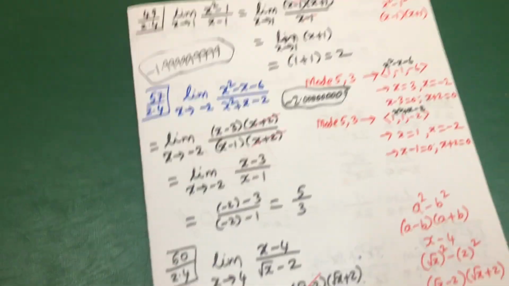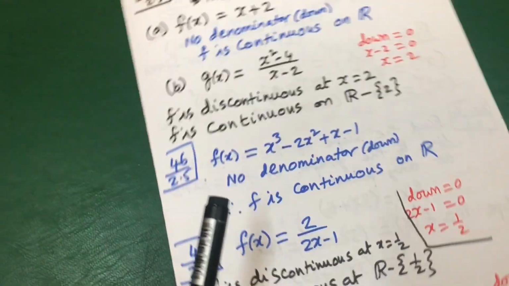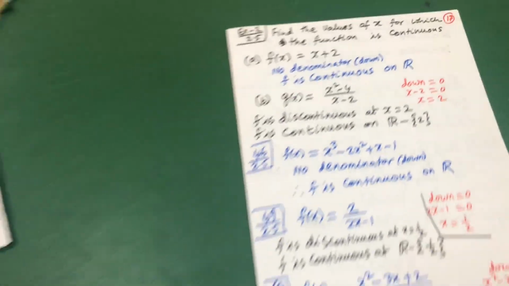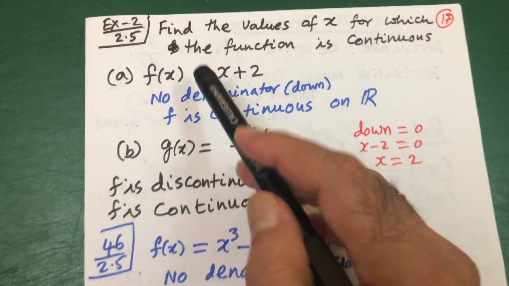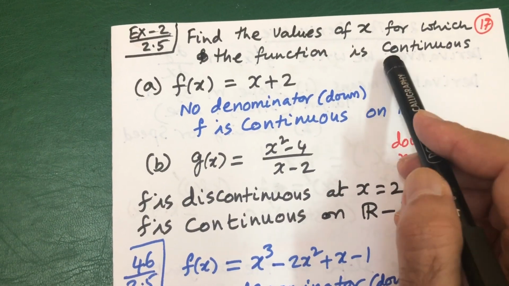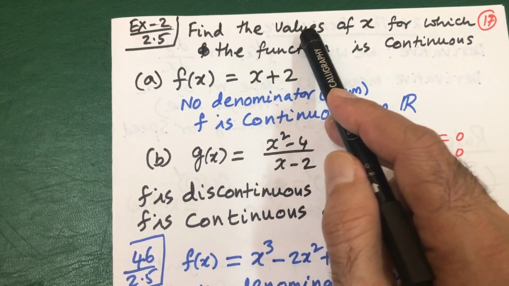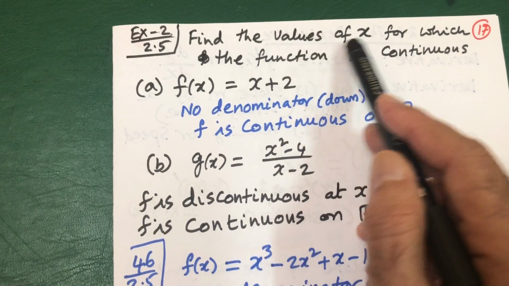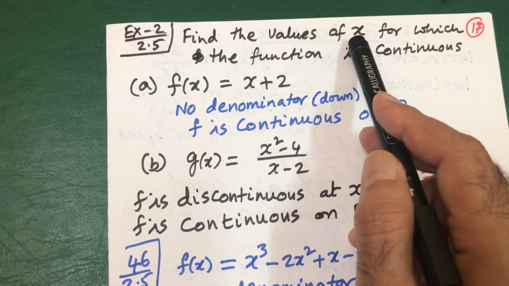I repeat, what do you mean by continuous? The points where the denominator is equal to 0 are the problematic points, called discontinuous points. So let us do it. Find the value of x for which the function is continuous. You want to find the continuous points. Values means points. Find the points of x for which f(x) is continuous.